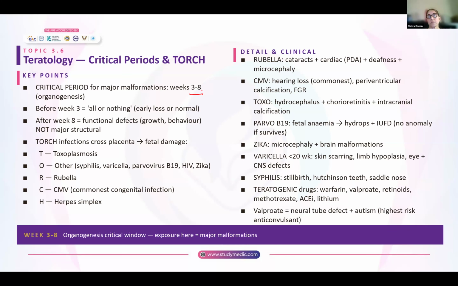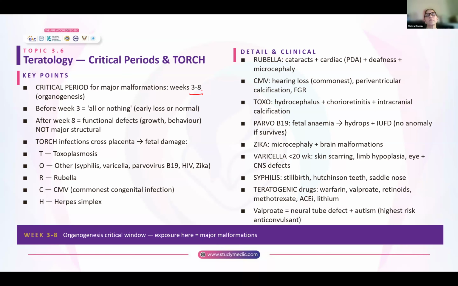Now, TORCH infections. So perinatal infections, as we call them, these infections can cross over from the placenta and cause fetal damage. Which are these organisms? T is for toxoplasmosis, O is others, that means syphilis, varicella, parvovirus, HIV, Zika, R is rubella, C is CMV, cytomegalovirus, and H is herpes simplex.